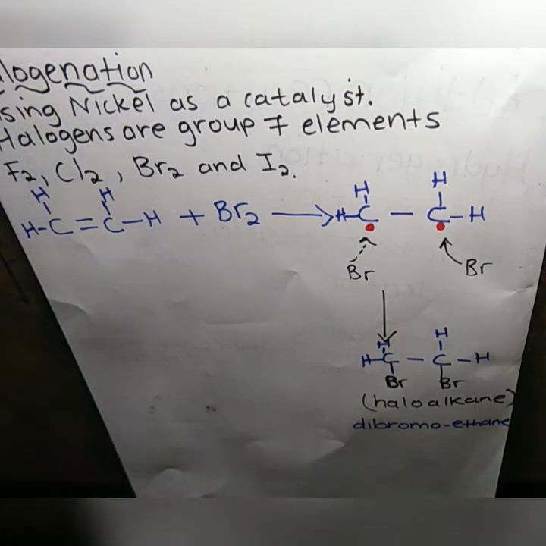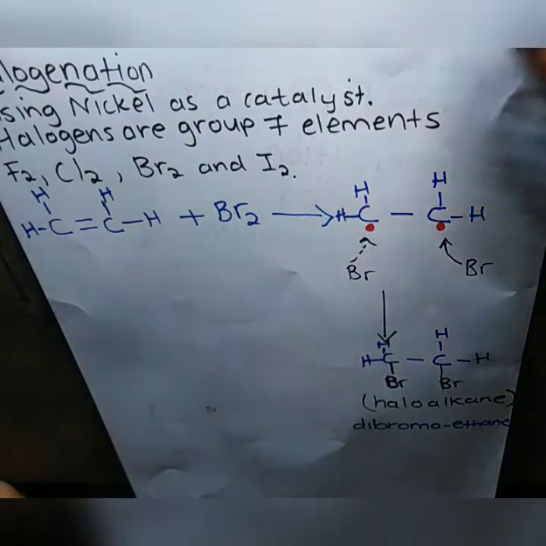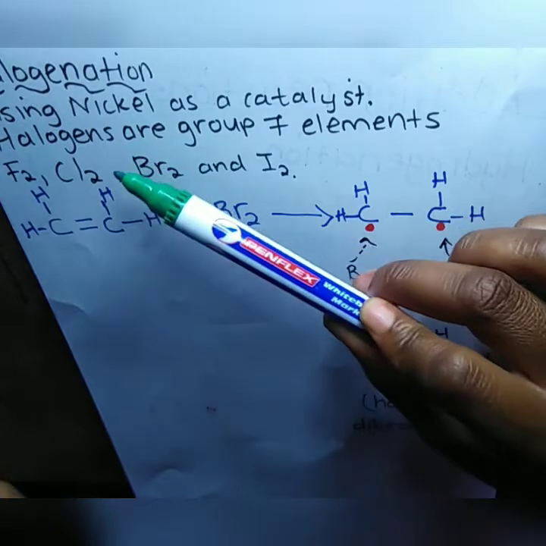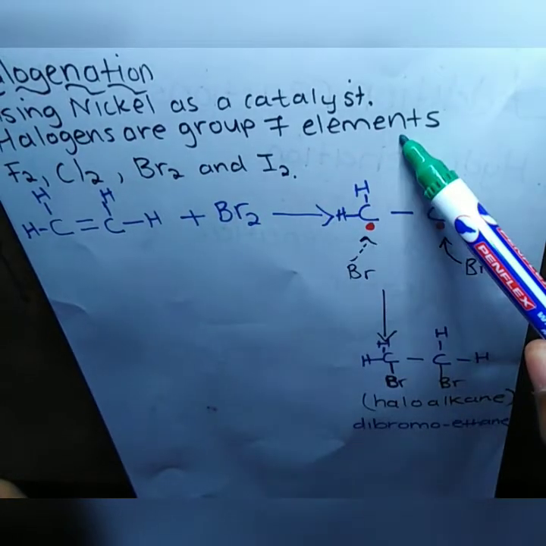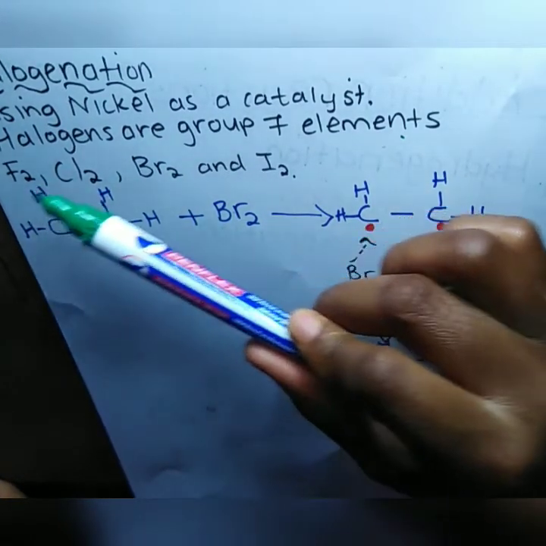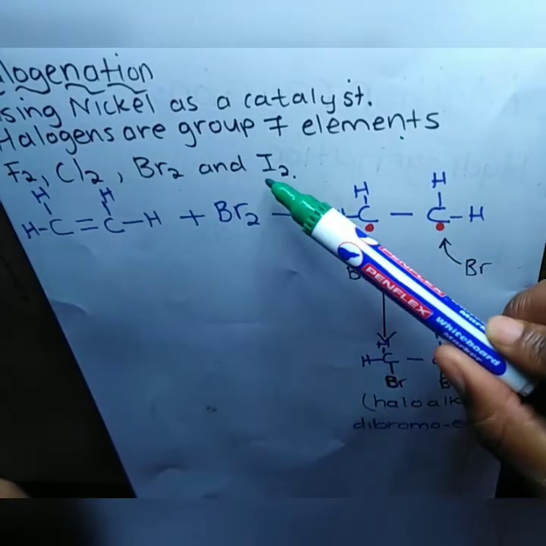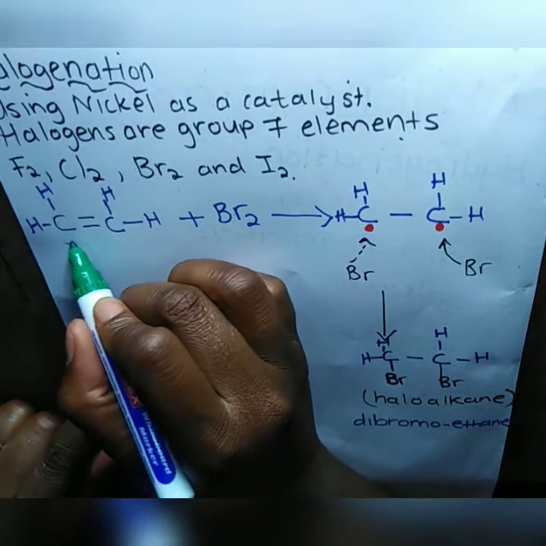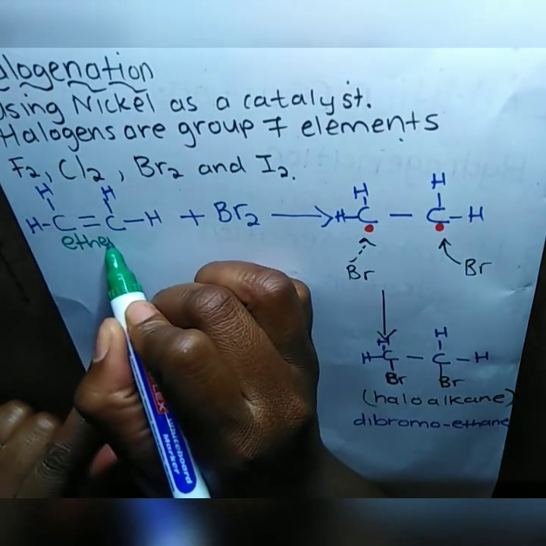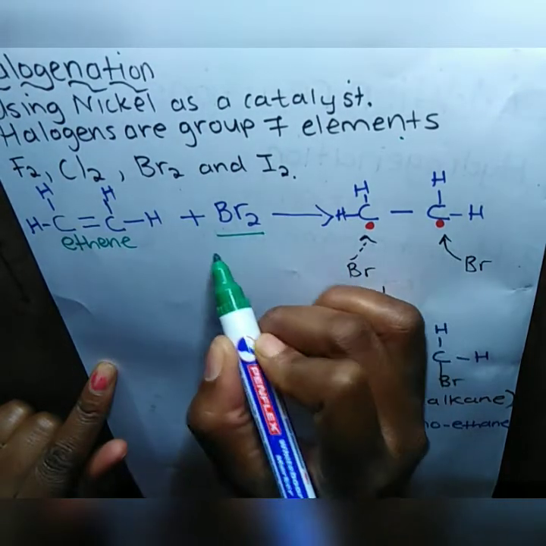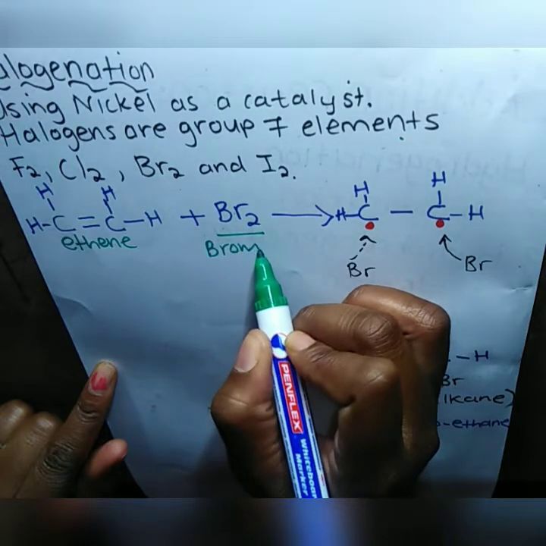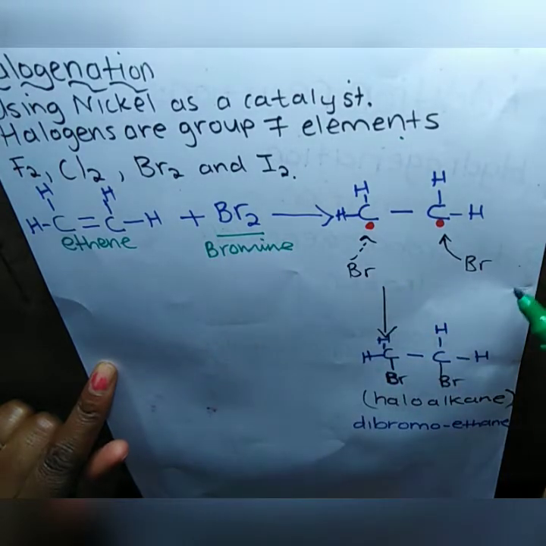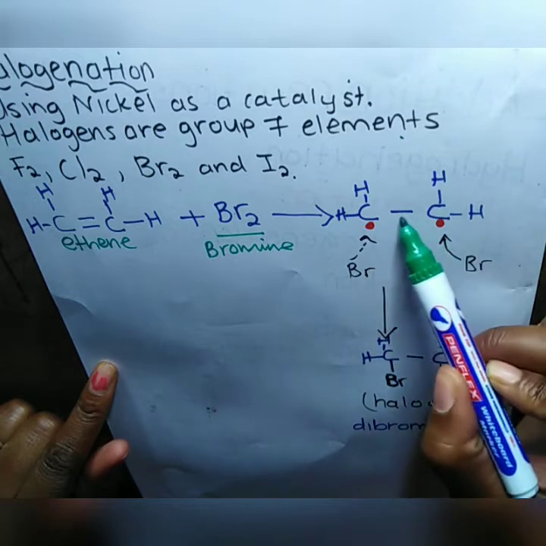Using the same molecule of ethene, now we are moving on to halogenation. The catalyst is still the same. We can use platinum or nickel as a catalyst. And when we're talking of halogens, we're simply talking of group 7 elements, right? Which include fluorine, chlorine, bromine, and iodine. In this reaction, we are reacting our ethene with a bromine molecule there. So what will happen is, firstly, the double bond will break.